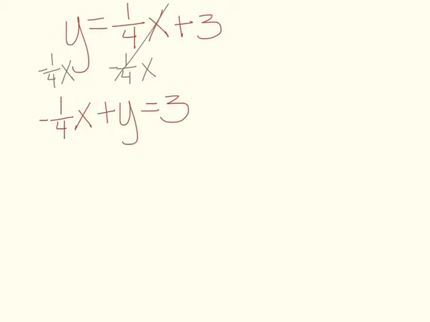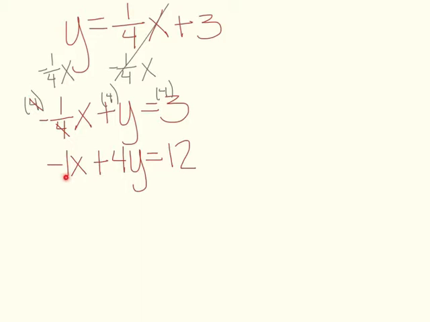So to get rid of that, I'm just going to multiply every term by the denominator. So basically, I'm just going to make this equation jumbo size by multiplying it by 4. So 4 times a negative 1/4, these 4's are going to cancel out, giving us a negative 1x. 4 times a positive y is a positive 4y. And 4 times 3 is positive 12. I don't need to write this 1 right here because 1 is the understood coefficient.